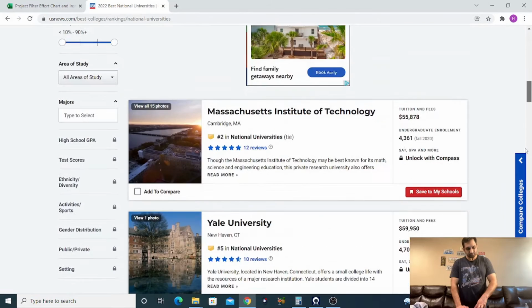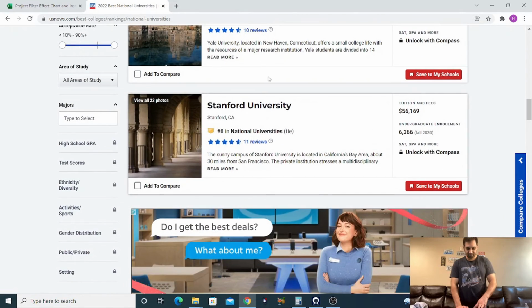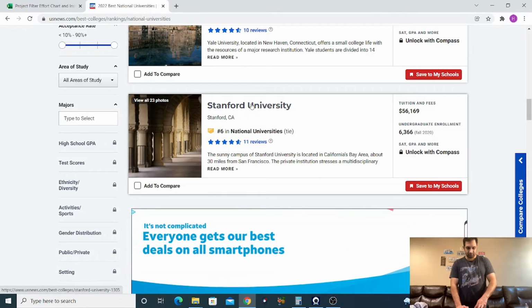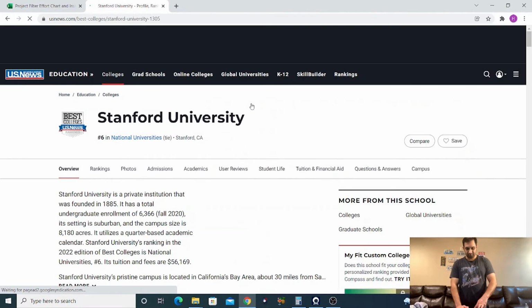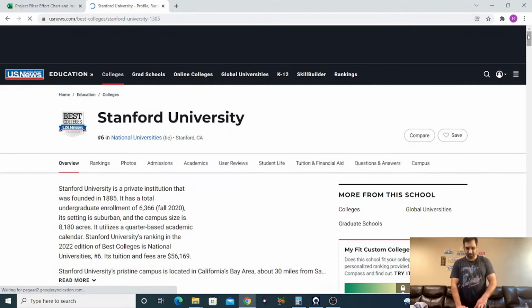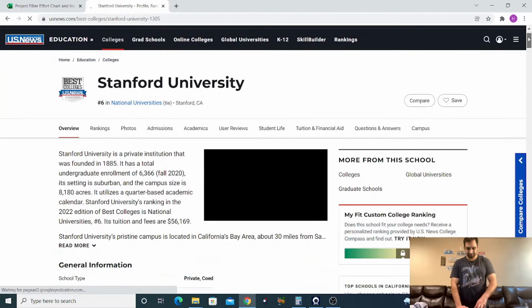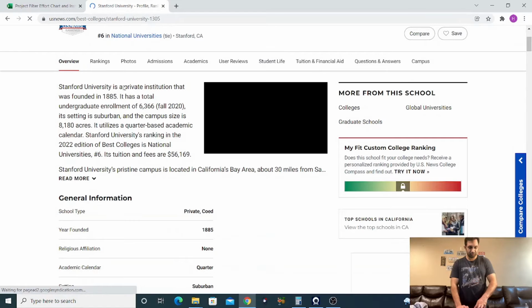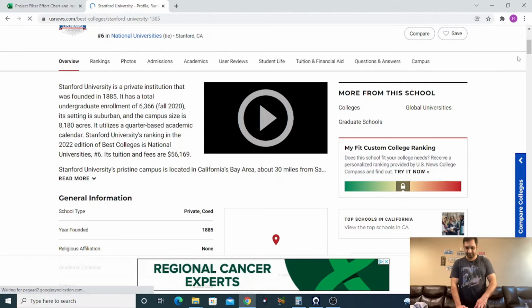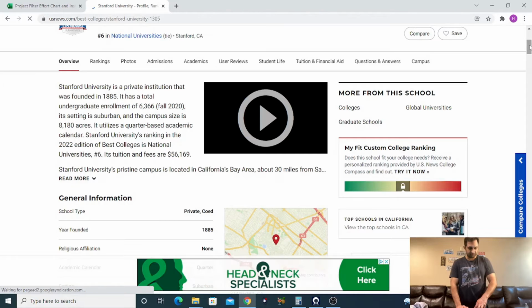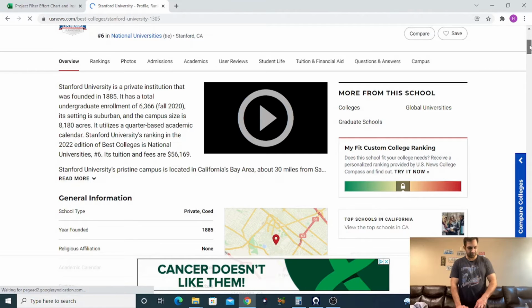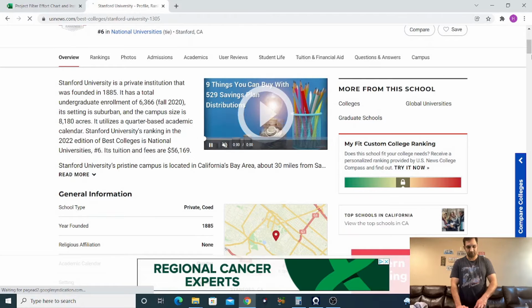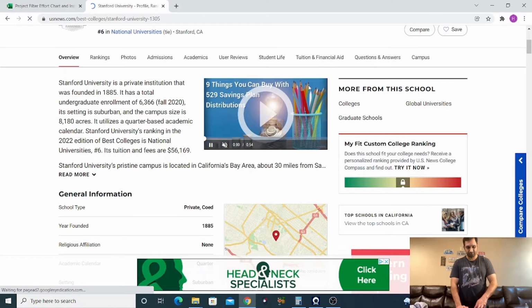So right away I can see that Stanford is ranked number 6, and you can click on the university name and it would give you some further details about the school. So one thing to keep in mind is that Stanford is a private university, and as a private university the tuition fee is probably going to be higher. Well, it's definitely going to be higher than public universities.